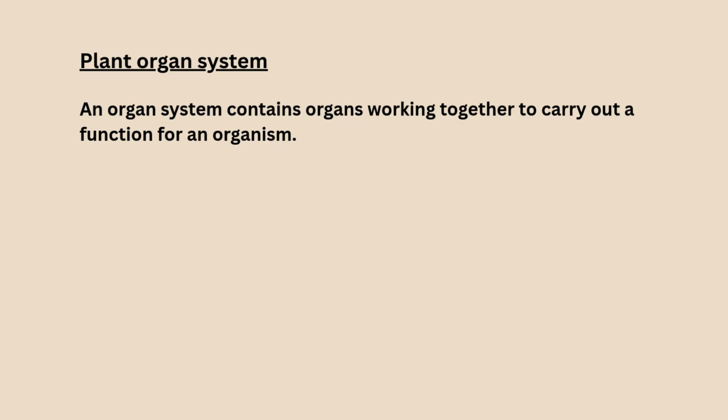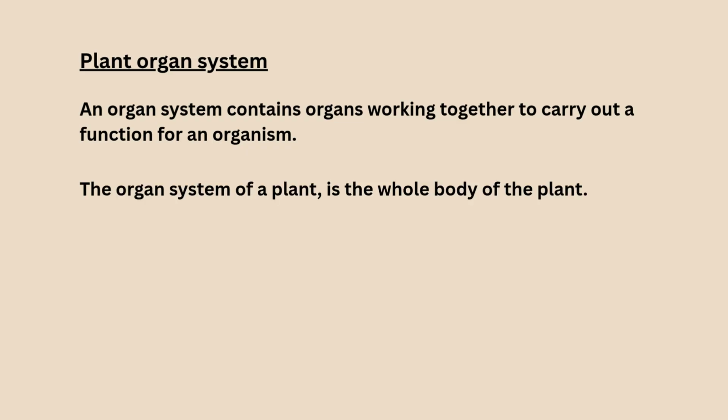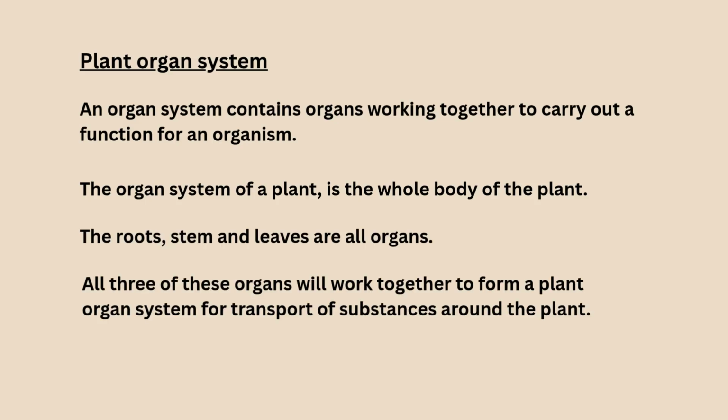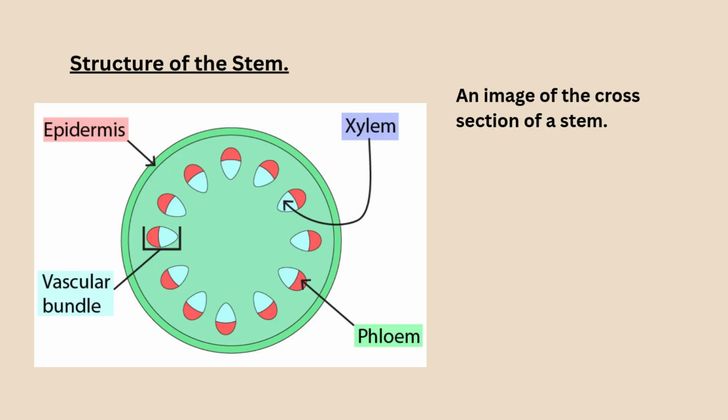An organ system contains organs working together to carry out a function for an organism. The organ system of a plant is the whole body of a plant. The roots, stem and leaves are all organs. All three of these organs will work together to form a plant organ system for the transport of substances around the plant. This is an image of a cross-section of a stem.